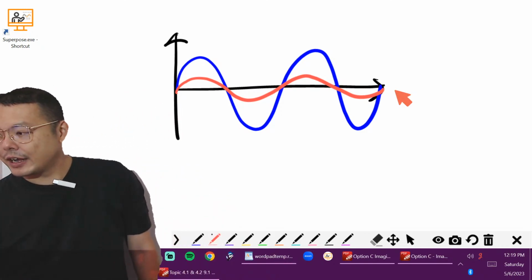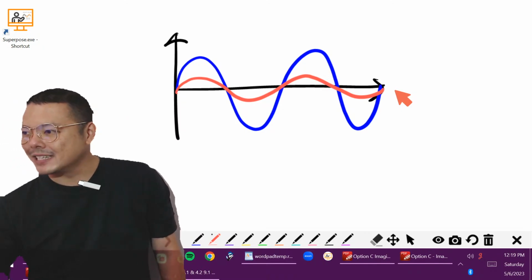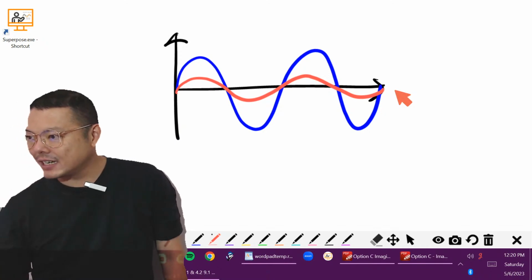If you have no phase difference, right? Then you are in phase. In phase. In sync.